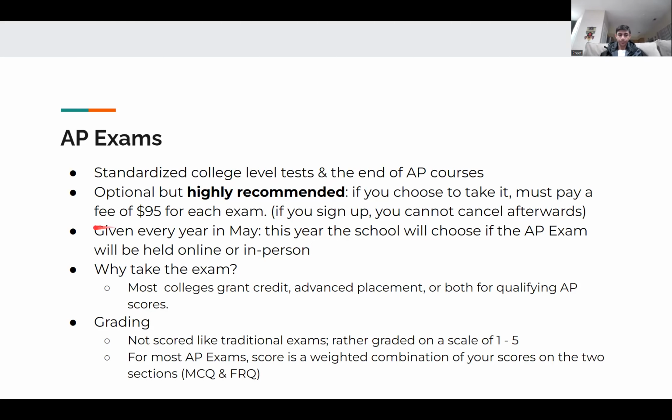Now, unlike high school classes where your grade is dependent on an A, B, C, D, or F, it's on a scale of 1 to 5, with 1 being you failed, 2 also being below average, 3 meaning that you've passed, 4 meaning above average, and 5 meaning excellent or mastery in the particular topic that the AP exam is on.